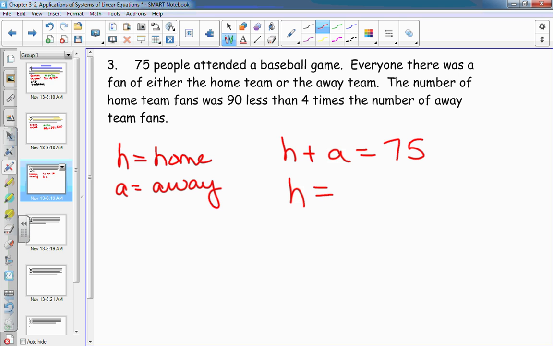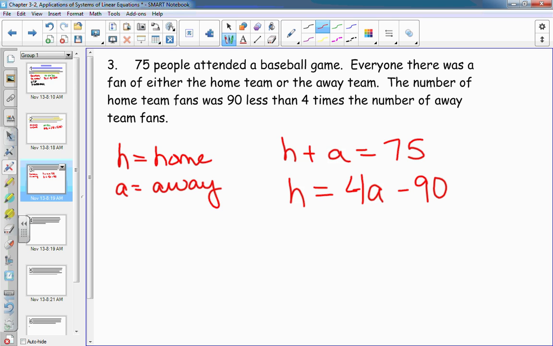90 less than. What does less than mean? Subtracting. However, you have to think to yourself, 90 less than what? The what has to go in front of the 90, correct? So minus 90 is tacked on at the end, and the what goes in front. The what, in this case, is going to be 4 times the number of away team fans. So 4A goes in front, and I'm going to have H equals 4A minus 90. Does that make sense?